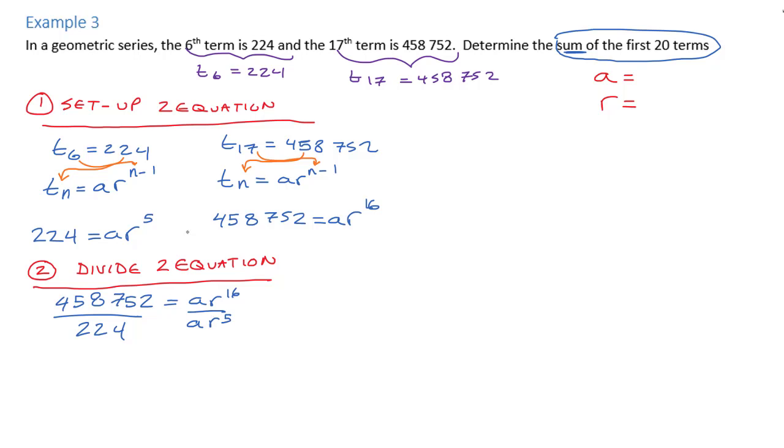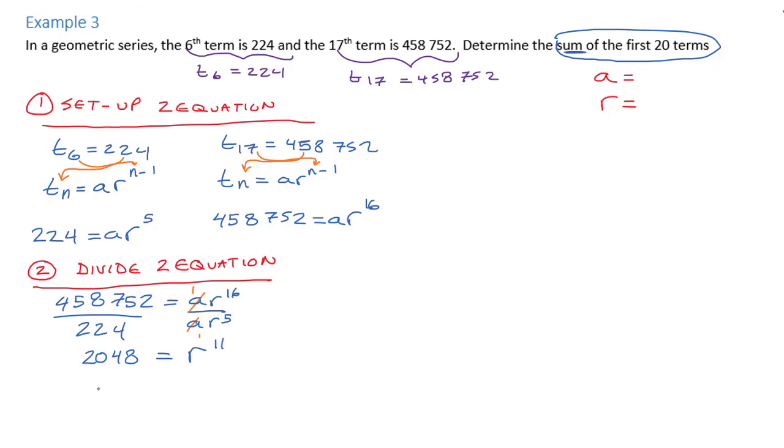All right, so now when we divide, this side's easy to divide. Punch it in your calculator. What's this divided by that? I think I get 2,048. Now, when we divide the other side, the a's are going to cancel. a divided by a is 1. We can cancel those factors. And when we divide the r's, remember our exponent laws, we just subtract the exponents. So 16 minus 5 is 11.